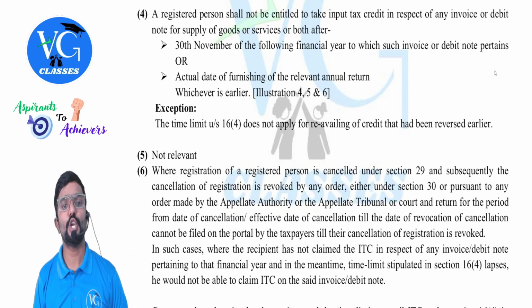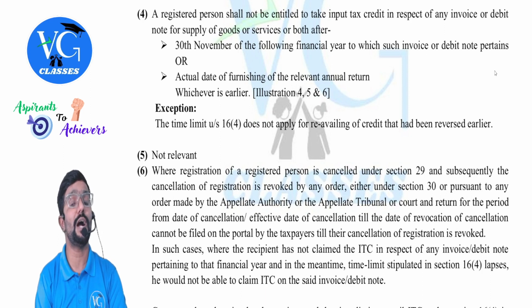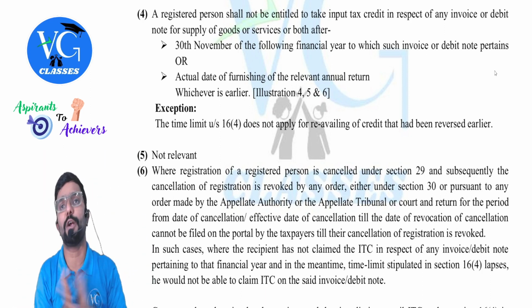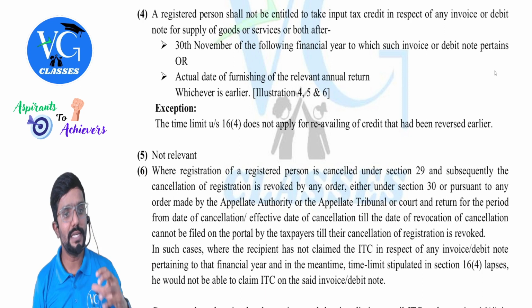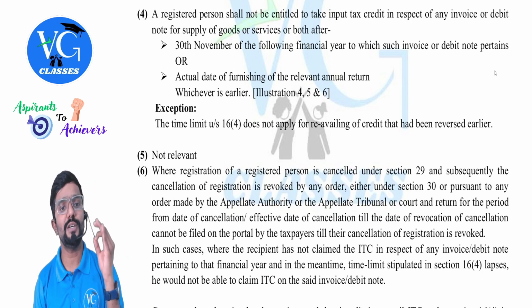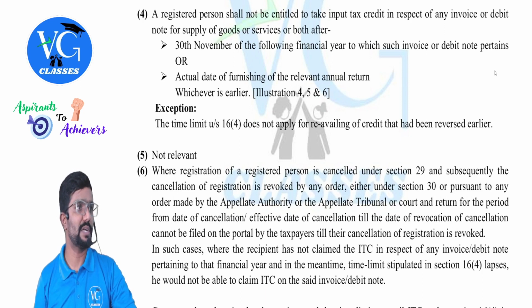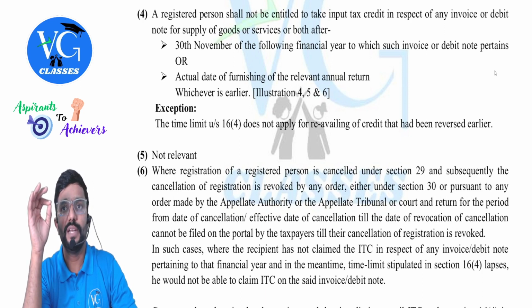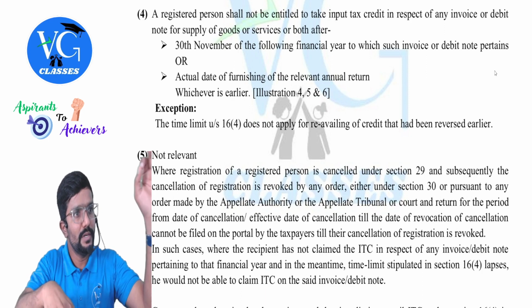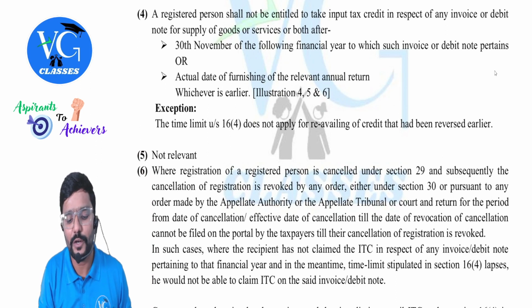A registered person shall not be entitled to take input tax credit in respect of any invoice or debit note for the supply of goods or services or both after, which means after this date he cannot claim it. So what is it, sir? 30th November of the following financial year to which such invoice or debit note pertains, or the actual date of furnishing the relevant annual return, whichever is earlier, guys. Please be careful. Please listen. Assume the invoice relates to any month or any day of financial year 25-26.